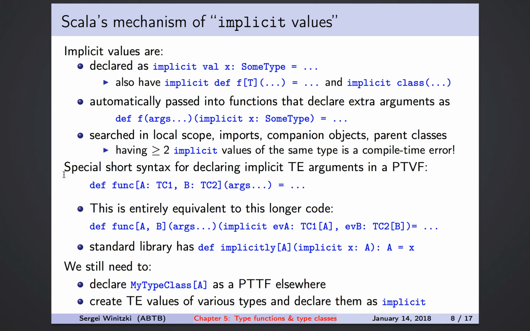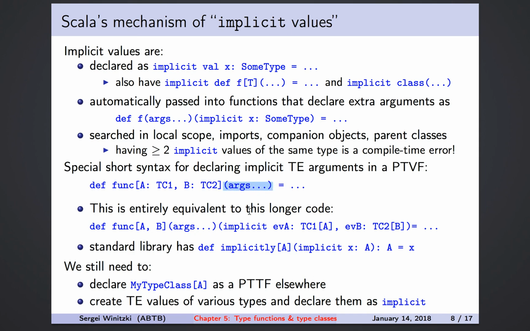In addition to this, Scala has a short syntax for declaring type evidence arguments, which is specifically very useful for declaring partial type-to-value functions. And the syntax looks like this. It looks like you're saying that type parameter A is itself of some type. Well, it's like a type-for-type notation. But actually, it's completely equivalent to this code.